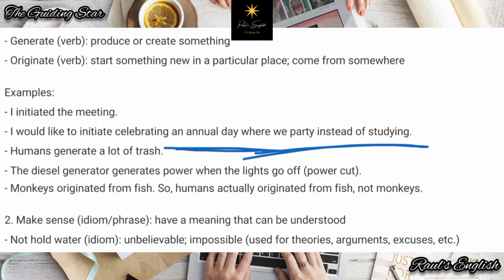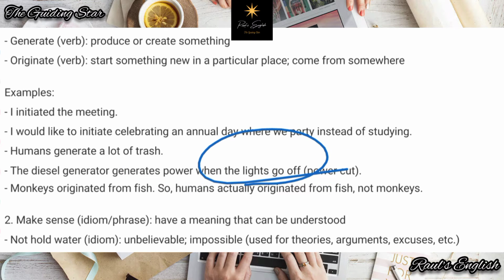So humans generate a lot of trash, a lot of garbage, a lot of rubbish. The diesel generator generates power when the lights go off. So that's a phrase. The lights have gone off. So power cut. Alright, that's a power cut. There's no power, electrical power.